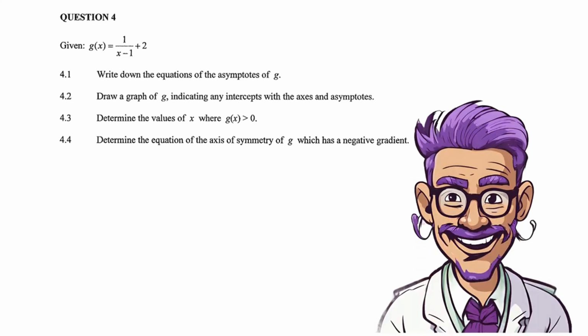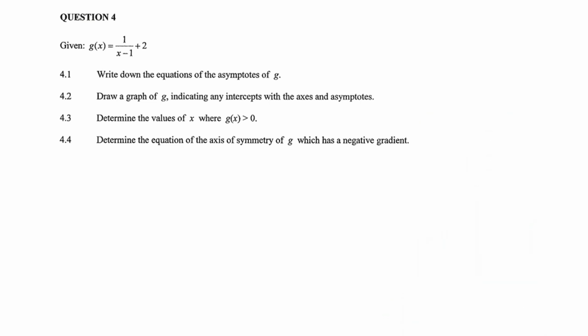We are going on with paper 1 of June 2024, and this is question 4. We are given that g(x) is equal to 1 over x minus 1 plus 2. 4.1. Write down the equations of the asymptotes of g.